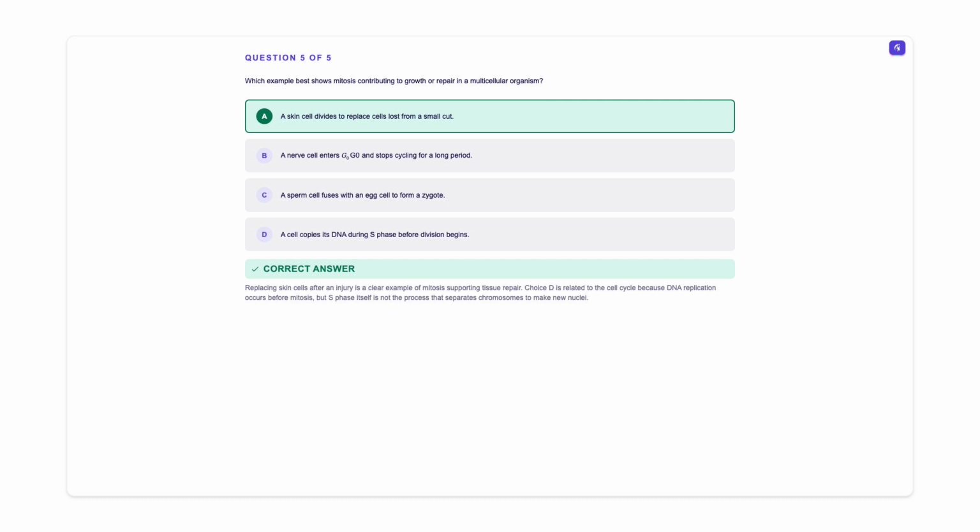Replacing skin cells after an injury is a clear example of mitosis supporting tissue repair. Choice D is related to the cell cycle because DNA replication occurs before mitosis, but S phase itself is not the process that separates chromosomes to make new nuclei.